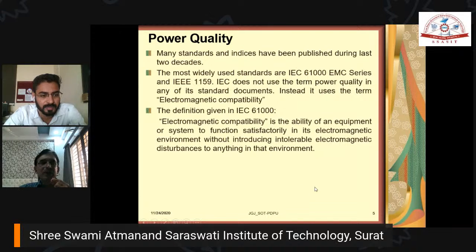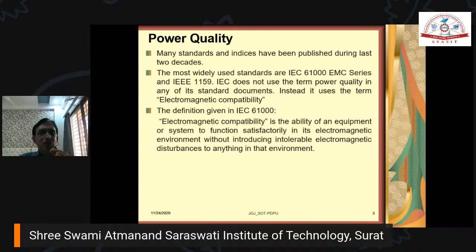Okay, so many standards and indices have been published during the last 2 decades, and the most widely used standards are IEC 61000 EMC series and IEEE 1159.